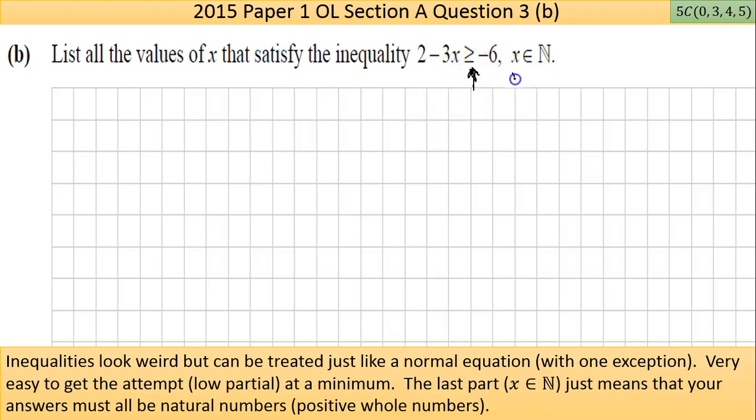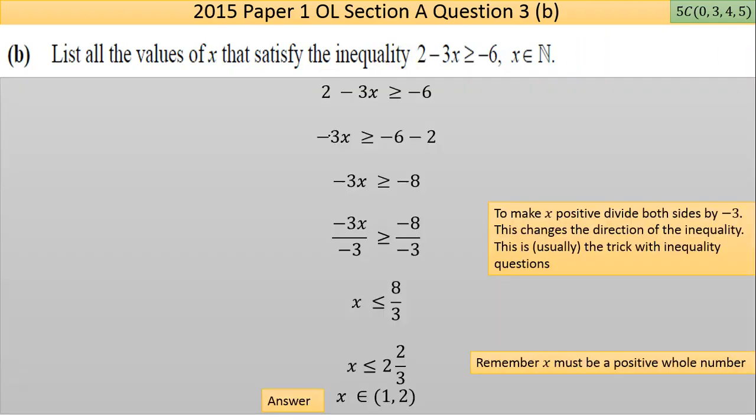The other thing here is this is saying that x is an element of N, which means that your answer x will be a natural number. So it's a positive whole number. That doesn't include 0, so the numbers 1, 2, 3, etc. It's asking you to list them, so we want you to put them in set form, and the set form is usually in brackets. Just get stuck in and go straight to the answer here.